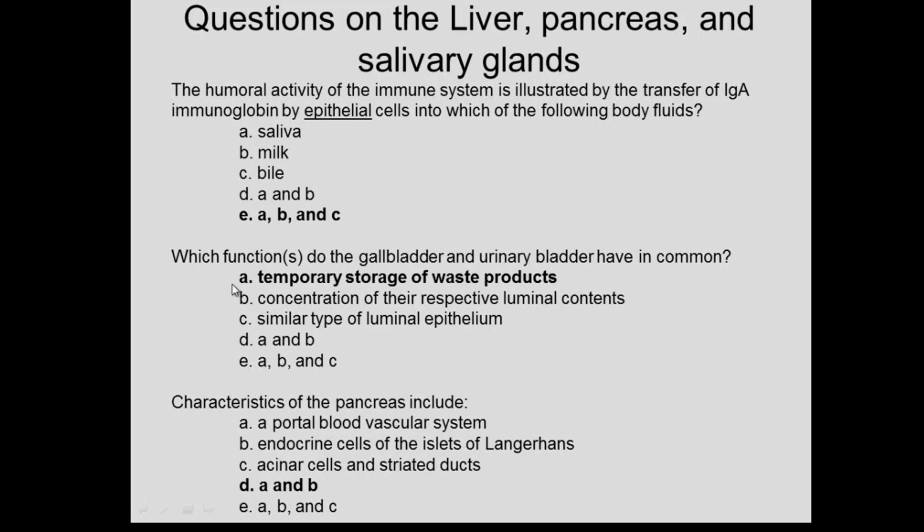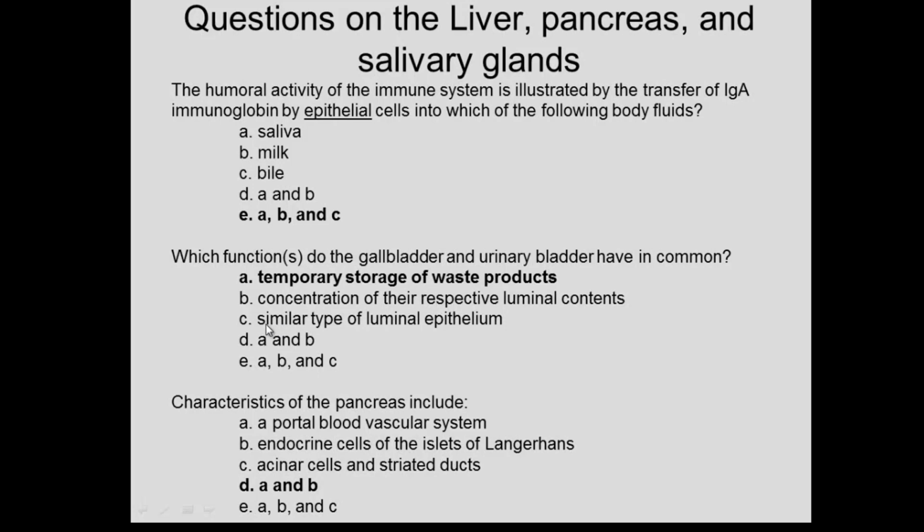Which functions do the gallbladder and the urinary bladder have in common? Temporary storage of waste products? Yeah, bile and urine. Concentration of respective luminal contents? No. The urine does not concentrate. It is concentrated in the gallbladder.